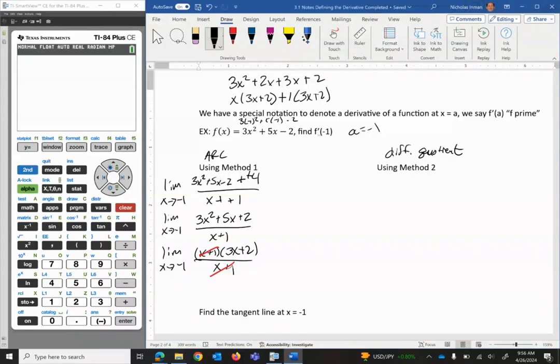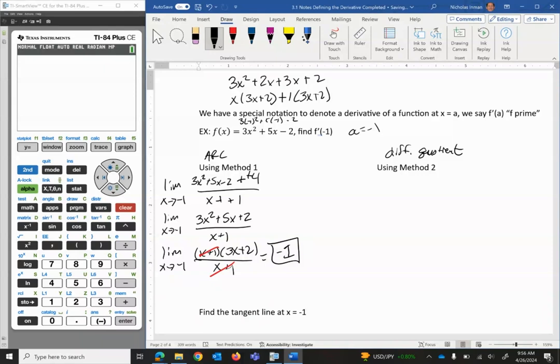All right, I can plug in -1 now because that denominator has canceled out. So 3 times -1 is -3 plus 2, that is -1. The slope of our tangent line is -1. Now, that's just convenient that that is the same as that number. All right, coincidence, not a guarantee.